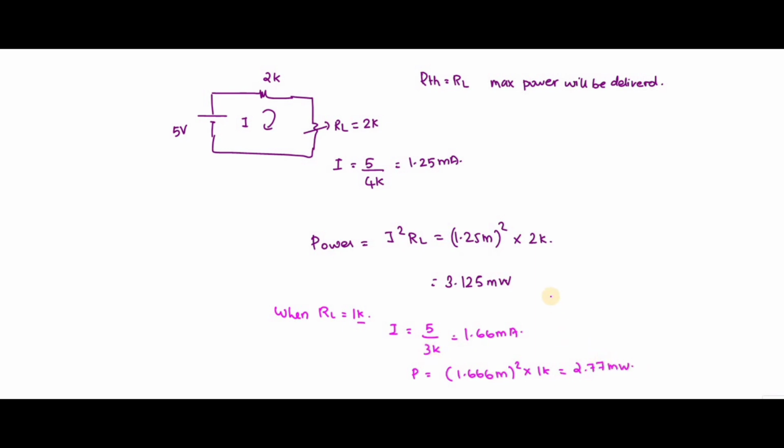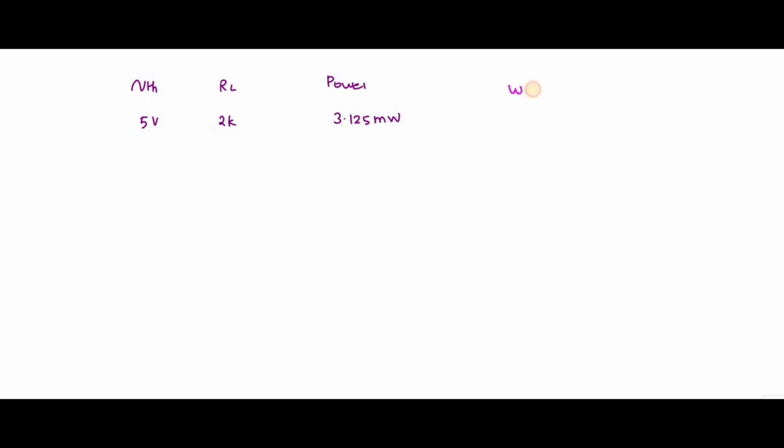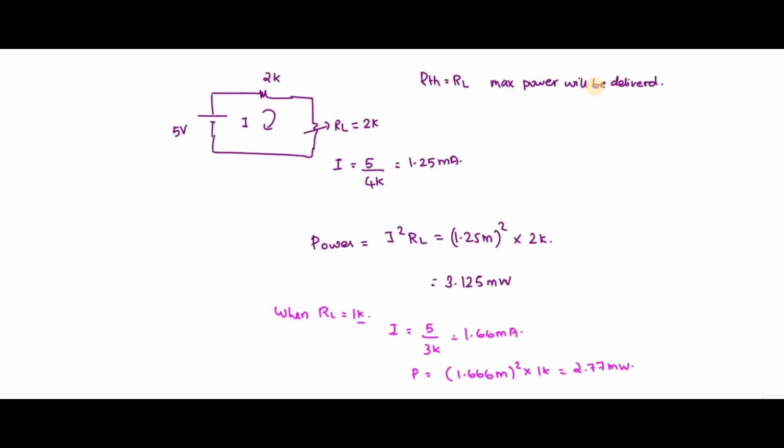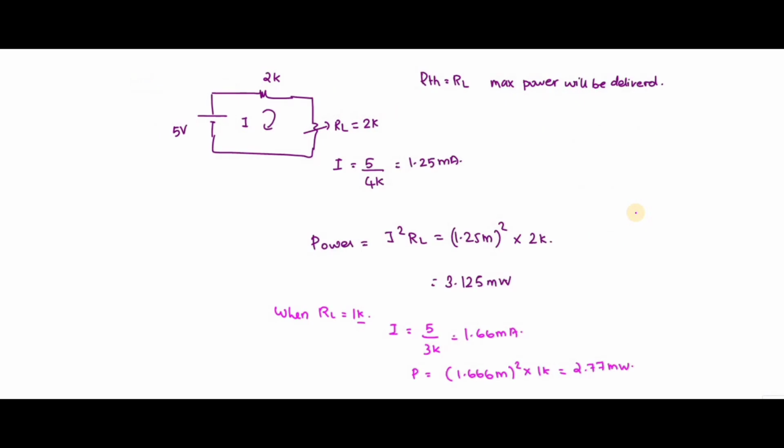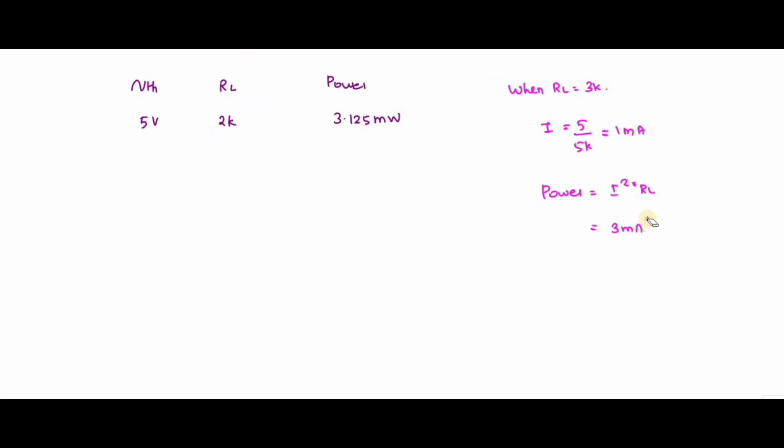Okay. So when RL is equal to 3K, if I choose RL equal to 3K, I will get current equal to 5 divided by 5K. So I will get 1 milliamp. So what is my power? Power is equal to I square RL. That is nothing but 3 milliwatts.